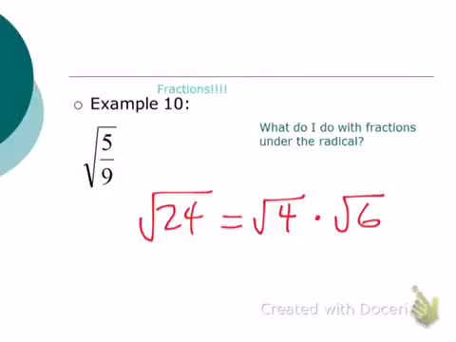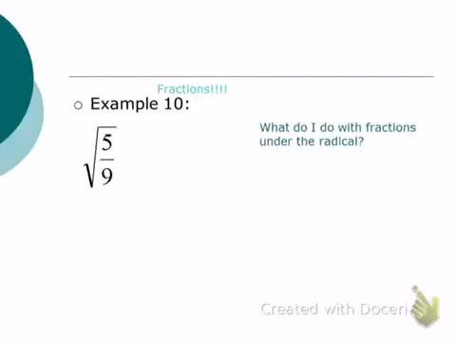And it's okay in a quotient to take the square root of the pieces. This is called the quotient property of radicals. The quotient property of radicals says that the square root of a quotient is equal to the quotient of the square roots. So we can separate these two things into two separate problems. Square root of 5 over the square root of 9, and that gives us the square root of 5 over 3 as our final solution.